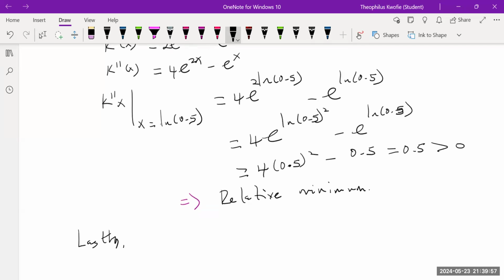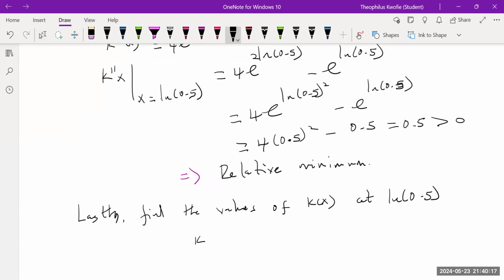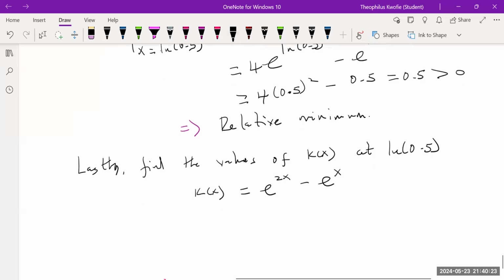So lastly, find the values of the function at what we said, at the critical value. Okay. So on that note, remember, our k of x was given e to the power 2x minus e to the power x, right? So if we evaluate this at natural log of 0.5, then you're going to have what? e to the power. Let me use a different.